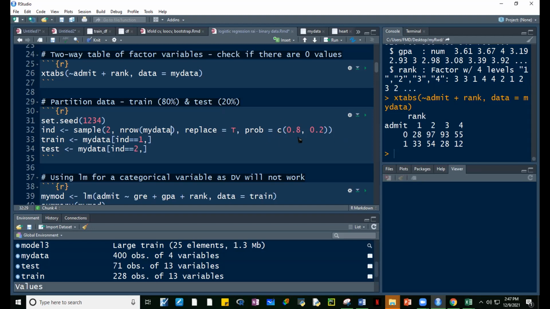Then the proportion will be 80-20, and then we create this train object from my data, and all those with 1. Remember that when we create this index, it will create 2 subsets, 2 samples. One will be identified as with number 1, and the other one will be identified as with number 2.